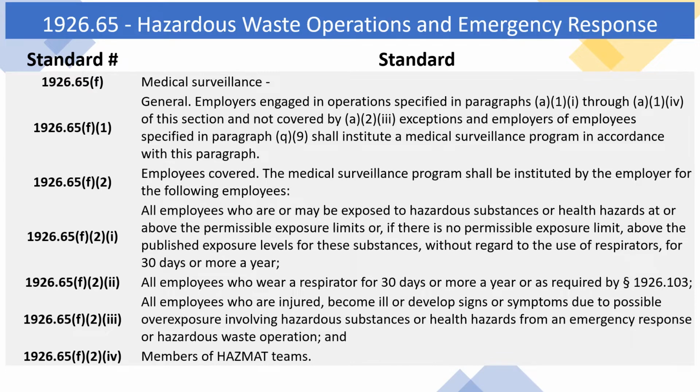1926.65(f) Medical surveillance. 1926.65(f)(1) General. Employers engaged in operations specified in paragraphs (a)(1)(i) through (a)(1)(iv) of this section and not covered by (a)(2)(iii) exceptions, and employers of employees specified in paragraph (q)(9), shall institute a medical surveillance program in accordance with this paragraph.